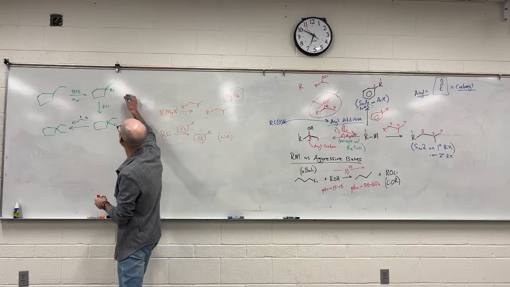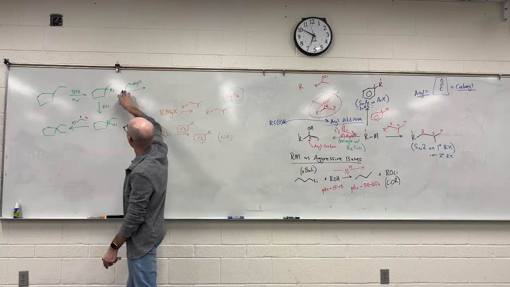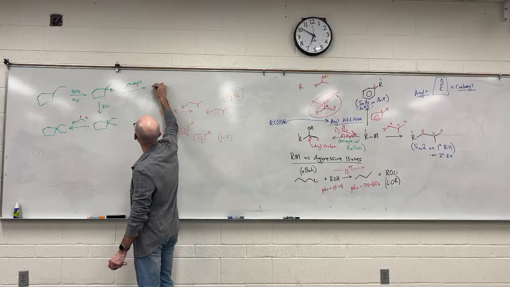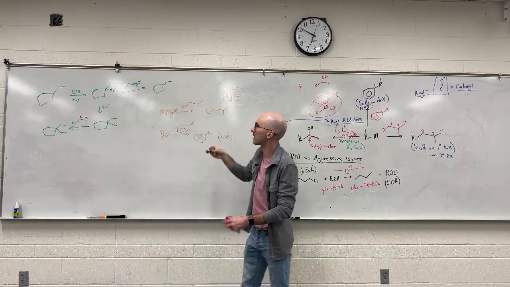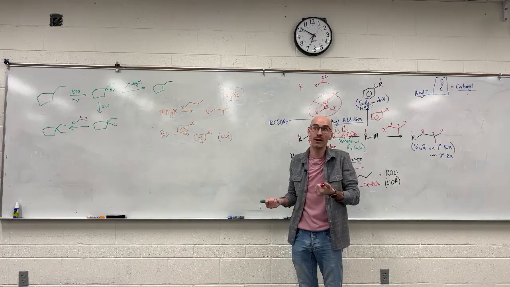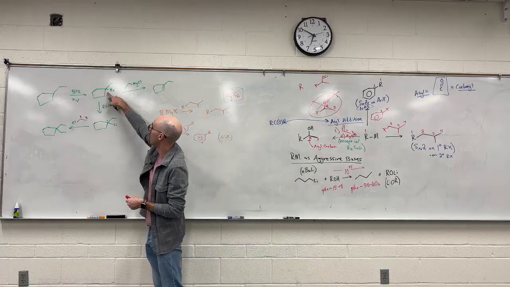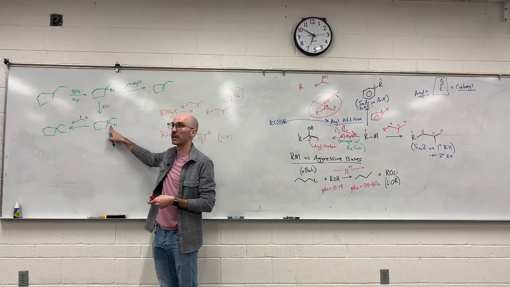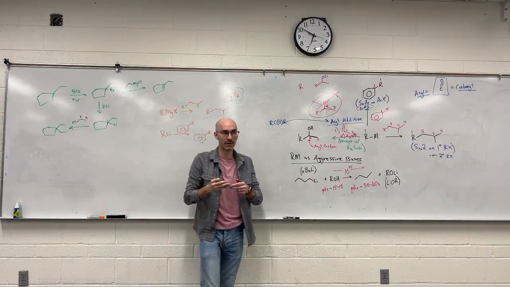So let's show it. If I had introduced this as my organometallic, the product that I would have gotten is probably this alkene. Not great, because I wasn't going for an alkene. If I want to make that carbon-carbon bond, I need the tertiary carbon to be the nucleophile, and I'll attack a primary carbon.